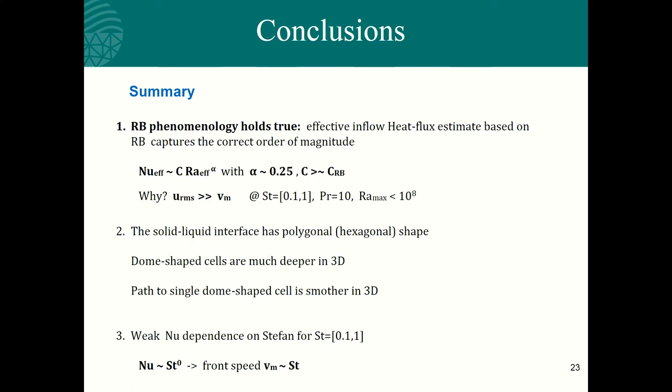We saw this kind of behavior, the polygonal shape of the solid-liquid interface. The domes in 3D are much deeper, and it also goes more smoothly to create a single dome shape. And there is a weak dependency between Nusselt and the Stefan number.